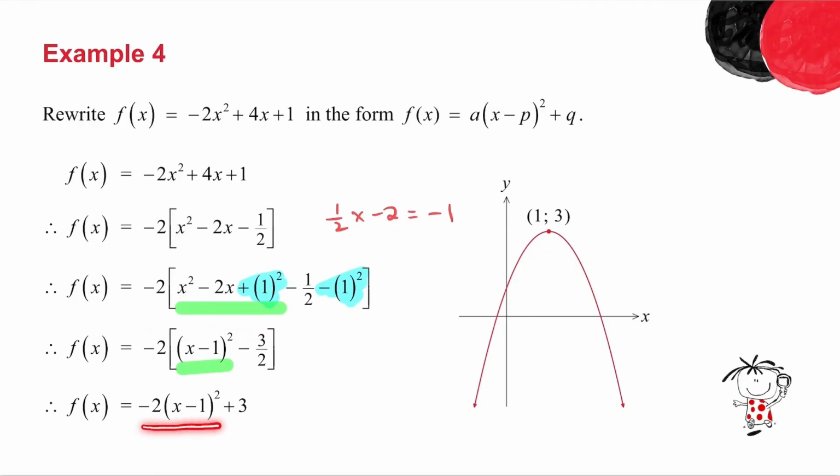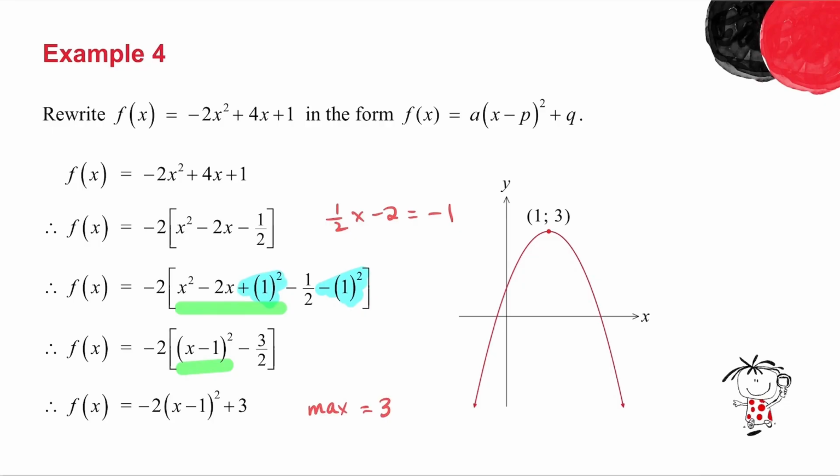Do not multiply it into the bracket with x minus 1 all squared, just leave it outside. But minus 2 times minus 3 over 2 is plus 3. Now that it's in this form, I can get the coordinates of my turning point. You know that a bracket squared is positive or 0. So minus 2 times a bracket squared is going to be negative or 0. So the maximum that this part will ever be is 0. So the maximum the whole thing will ever be is 3. So the maximum is 3.